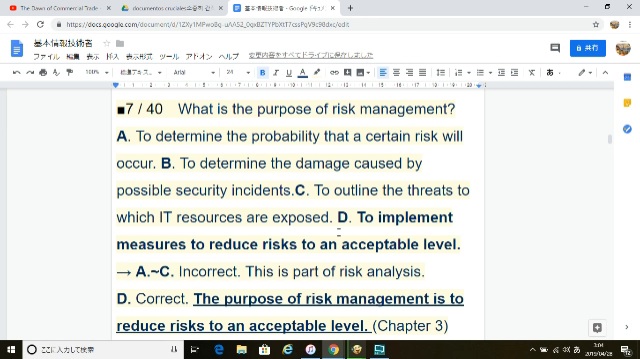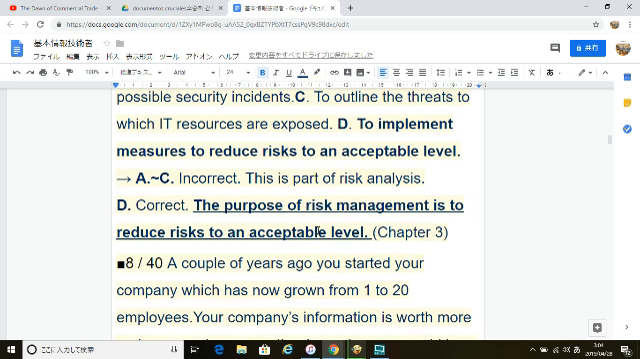A, B, C. Incorrect. This is part of risk analysis. D. Correct. The purpose of risk management is to reduce risks to an acceptable level. Chapter 3.